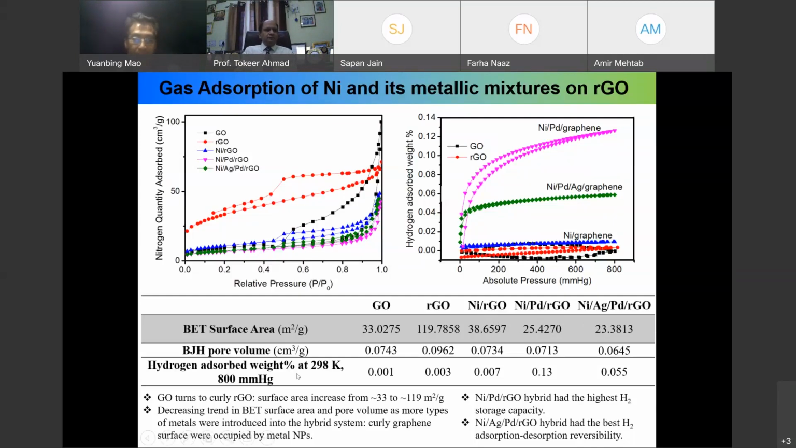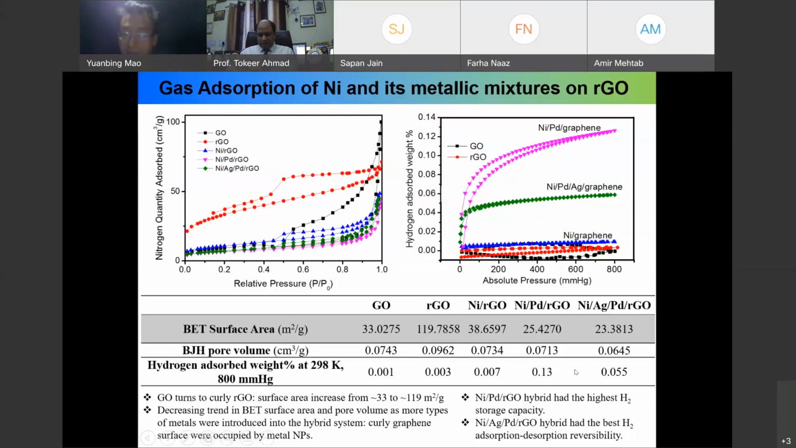And then we also did the hydrogen absorption, right? But the one thing I want to point out is this was done at room temperature. Okay, that's different from the example I showed you before. So that's why the hydrogen weight percentage absorbed is lower than the previous samples. But the most important thing is that this is room temperature.